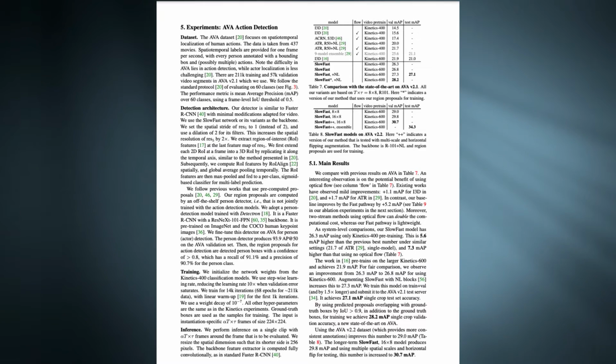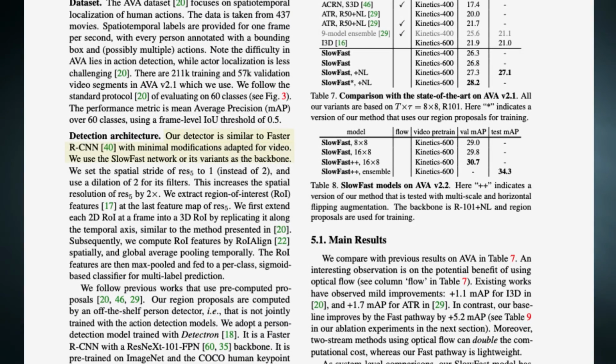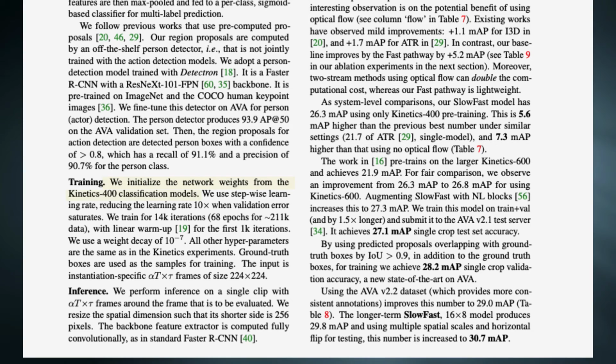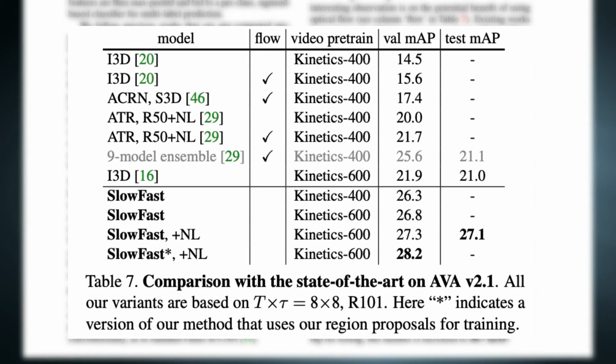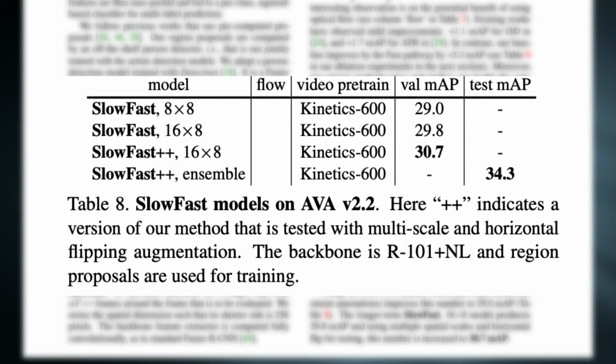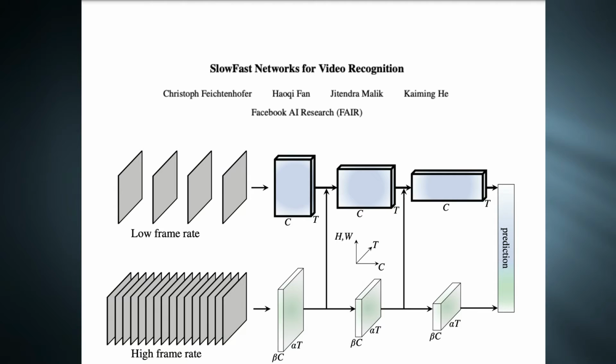For AVA dataset, they used a version of Faster RCNN object detection model to detect person and region of interest. After that, they used SlowFast networks to detect action. For this task, they actually pretrained SlowFast on Kinetics 400 dataset. After all this, SlowFast networks achieved 26.3 mean average precision, and when pretrained on Kinetics 600 and with non-local network, it scored 28.2 mean average precision. These results are from AVA version 2.1. On AVA version 2.2, it achieved 30.7 mean average precision when pretrained with Kinetics 600.